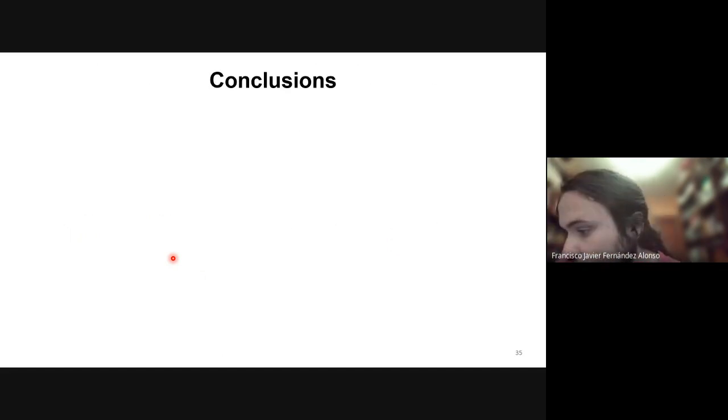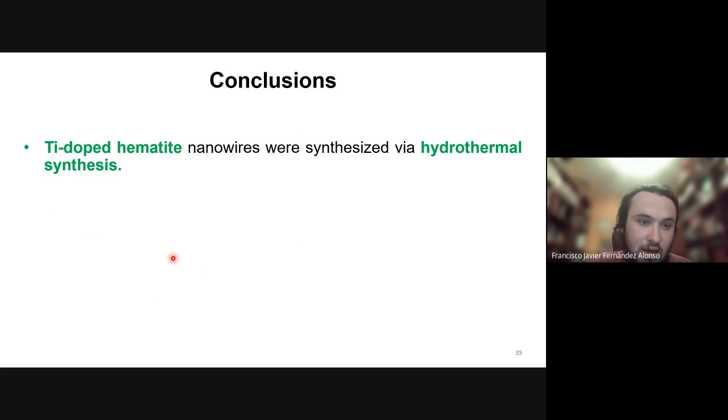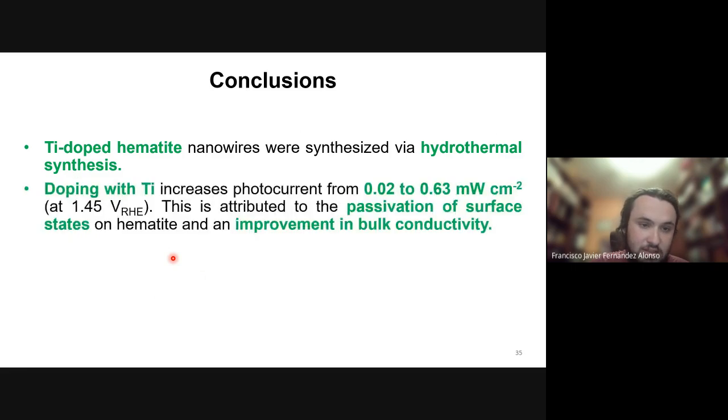So the conclusions of this second work are that titanium doped hematite nanowires can be synthesized by hydrothermal synthesis. By doping with titanium, we can increase the photocurrent from 0.02 to 0.63 milliwatts per centimeter square. This can be attributed to the passivation of surface states on hematite and the improvement in bulk conductivity.